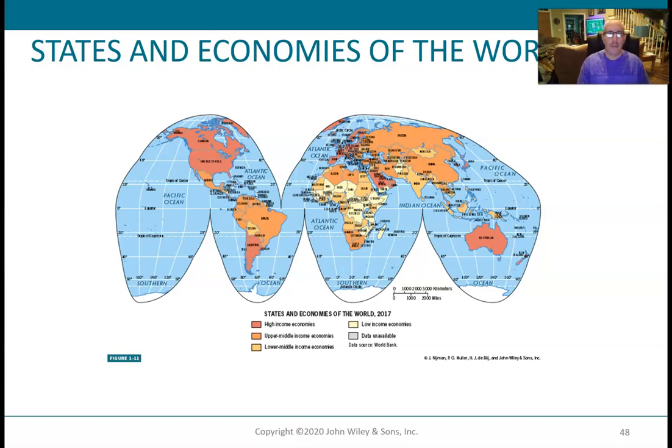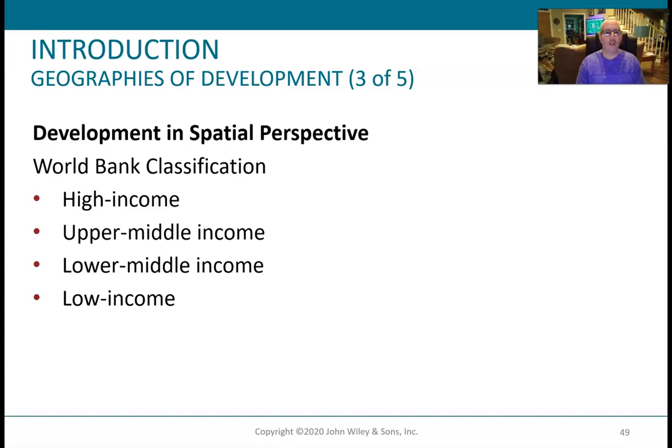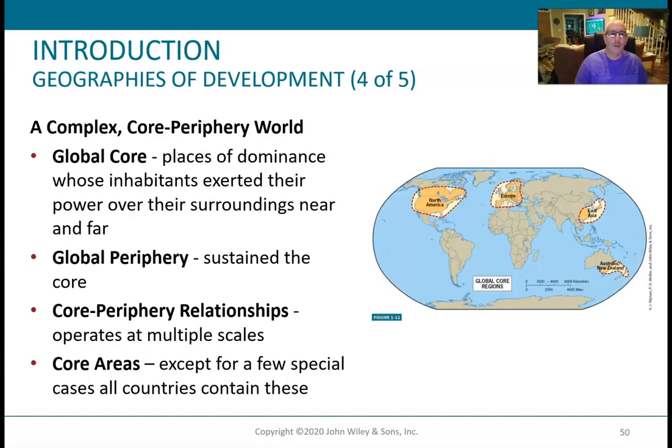So here's a map of the countries of the world. You can see that in your textbook. Kind of just reading through here. I'm not going to go into all those in more real detail.